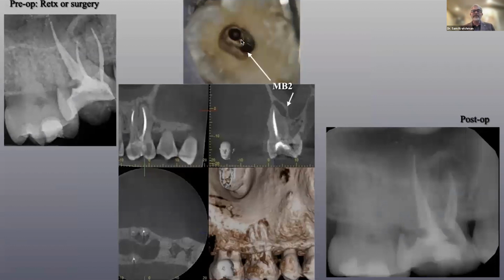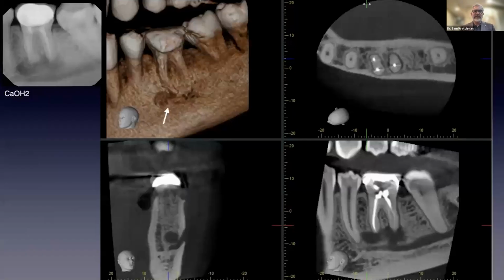And this is what an MB2 will look like when you go in conventionally to do the endo or the retreat. And this, once again, is the shape oftentimes that you see on the cone beam, and the lesion is wrapping around palatally of this mesial buccal root, which shows that there's a whole missed canal. And then here is the view where I did this case with 4 canals treated.